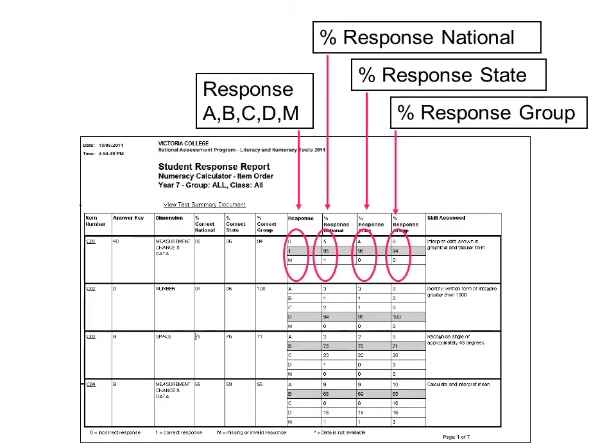You can look to see which responses your students chose and which ones were most commonly chosen at the state and national levels. This helps you to see what the common misconceptions are and whether your students are also exhibiting those problem thinking patterns.